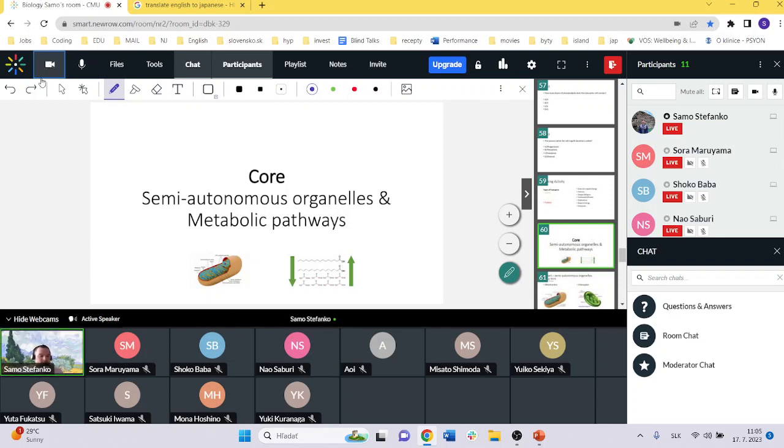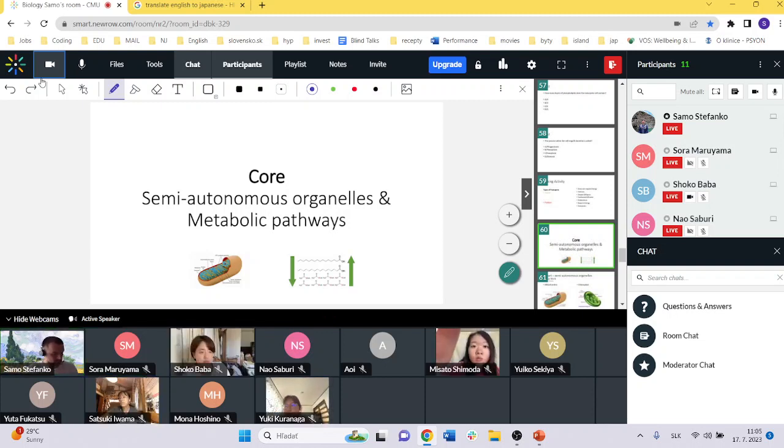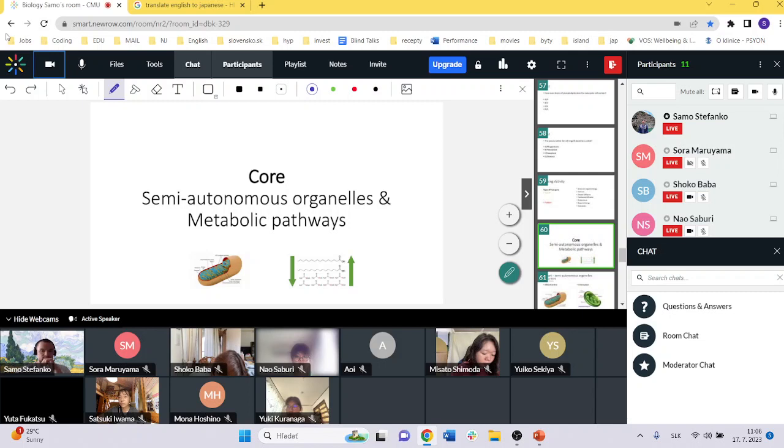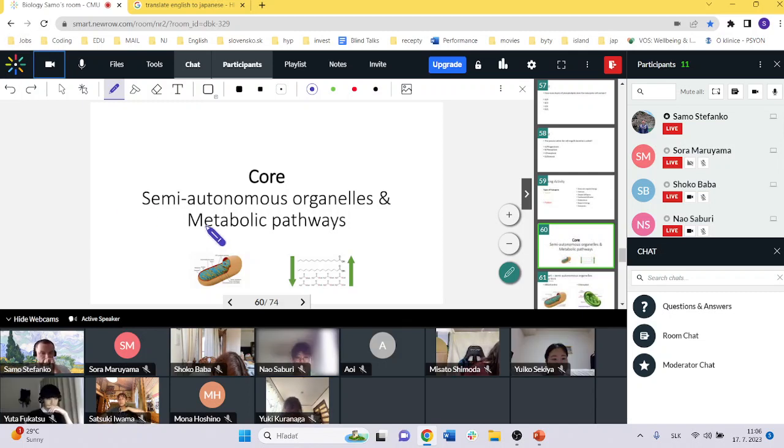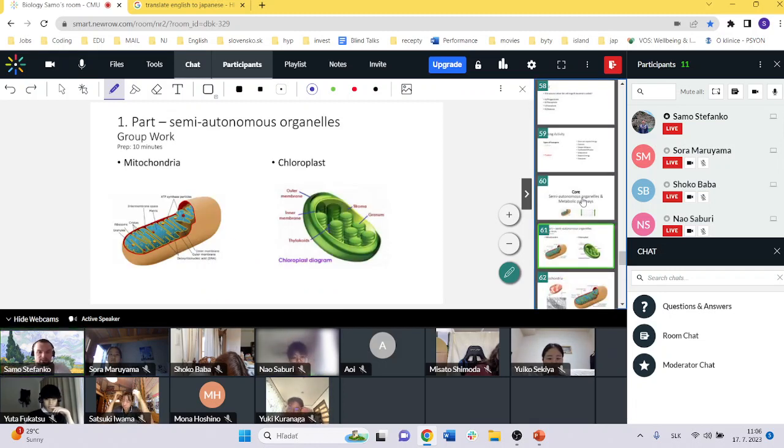Okay, guys, are you back? Okay, so guys, let me introduce you the core of today's session. We will divide now into two smaller groups. You will work in groups of 5 people. Preparation time will be 10 minutes. However, we can adjust that according to your needs. So if you need more or less time, it's up to you.